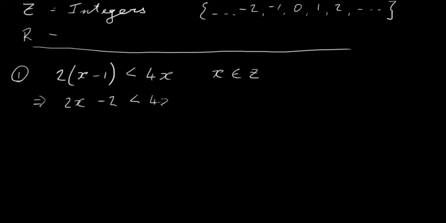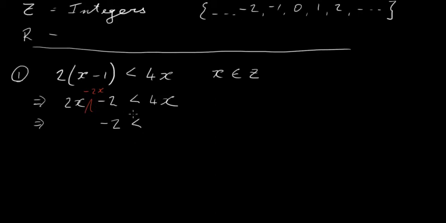That's less than 4x. Now, as with all of these types of things, we try to get the x's on one side and the numbers on the other side. So I'm going to take this 2x here and move it over to this side of the inequality. From previous videos that I've done, you might remember that we would stick in a minus 2x on this side. We'll stick that in there, so plus 2x minus 2x will just give us 0 here. So we would end up with minus 2 on this side.